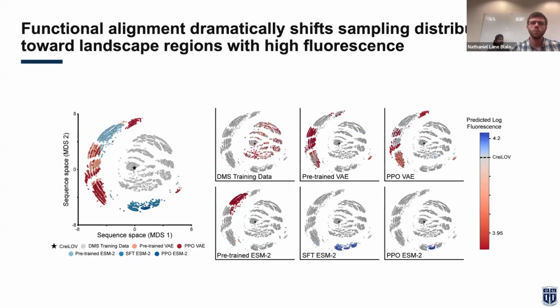And so one of the reasons why we see such a dramatic improvement in predicted fluorescence of designs is because the sampling has changed so much. Here we're looking at how the functional alignment dramatically shifts the sampling distribution towards landscape regions with high fluorescence. This is an MDS plot where we took the DMS training data, the wild type, and sequences generated from all the ESM2 models, pre-trained, SFT and PPO, as well as the VAE and the aligned VAE. And we basically just did the Hamming distance of all of these. So it's just comparing the sequence identity.